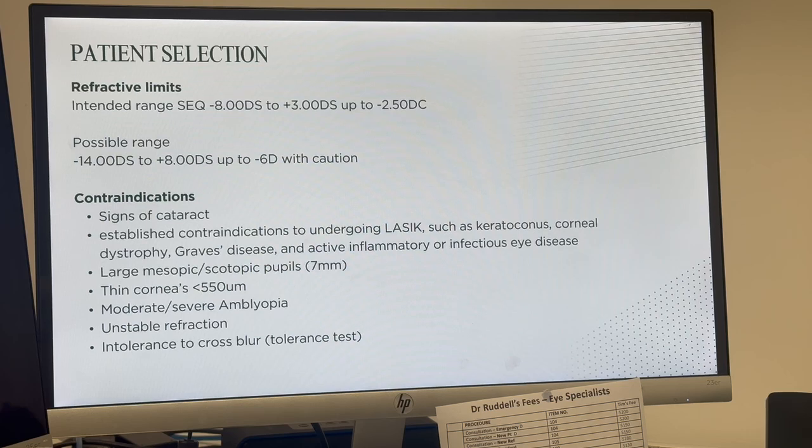And then lastly, any signs of cataracts or any intolerance to blur, which I'll talk about in a moment.